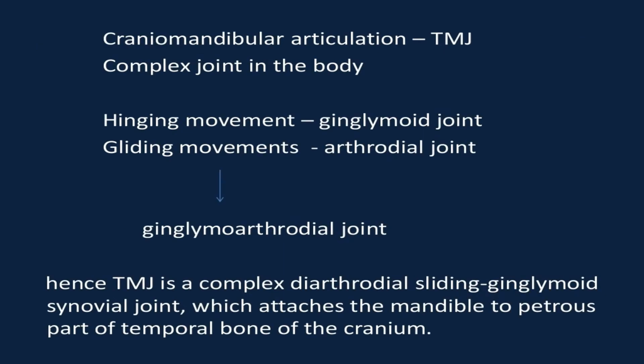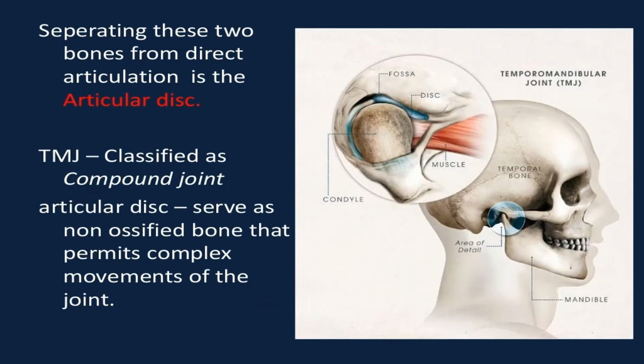Craniomandibular articulation. The TMJ is the most complex joint in the body, with hinging movement, a ginglymoid joint, and gliding movements, an arthrodial joint, so it is a ginglymoarthrodial joint. Hence the TMJ is a complex diarthrodial sliding ginglymoid synovial joint, which attaches the mandible to the petrous part of the temporal bone of the cranium. Separating these two bones from direct articulation is the articular disk.